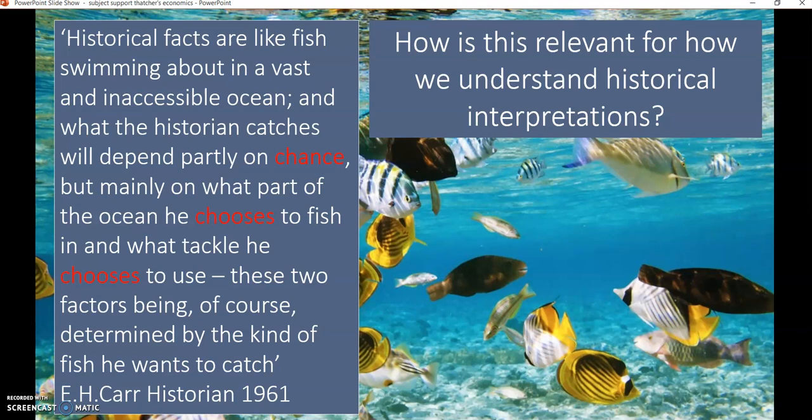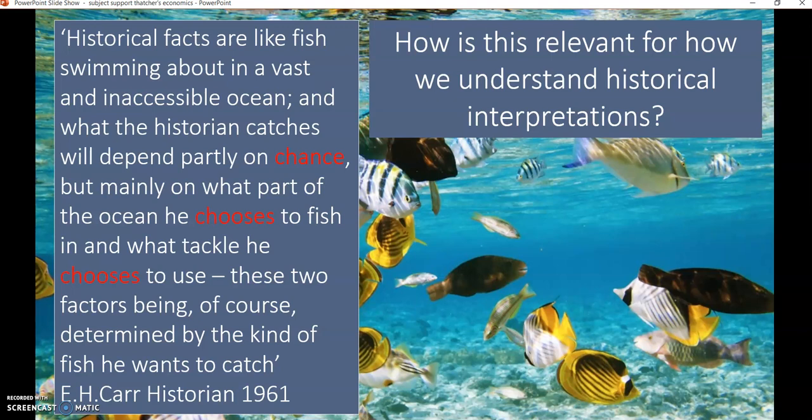Historical facts are like fish swimming about in a vast and inaccessible ocean. And what the historian catches will depend partly on chance, but mainly on what part of the ocean he chooses to fish in and what tackle he chooses to use. These two factors being, of course, determined by the kind of fish he wants to catch.